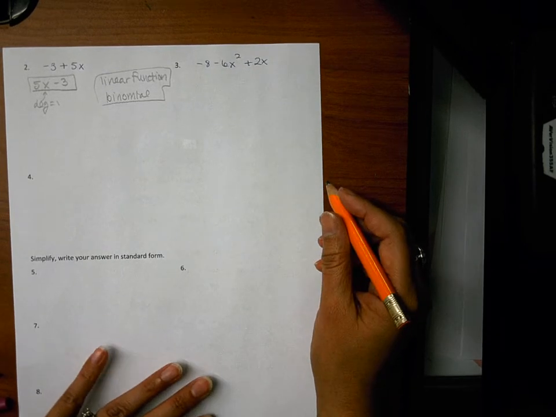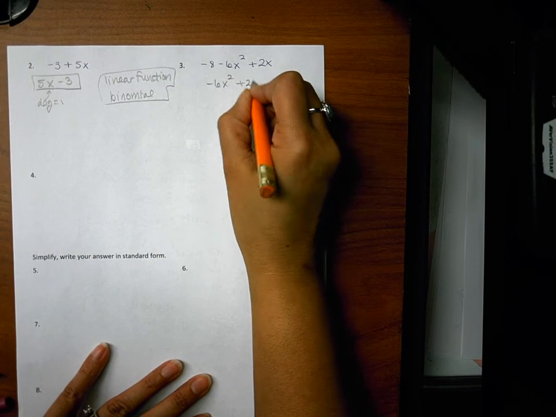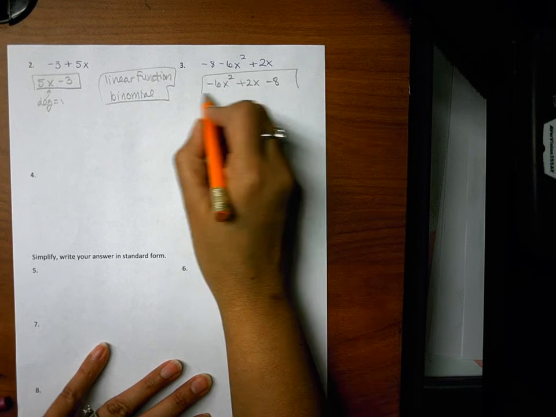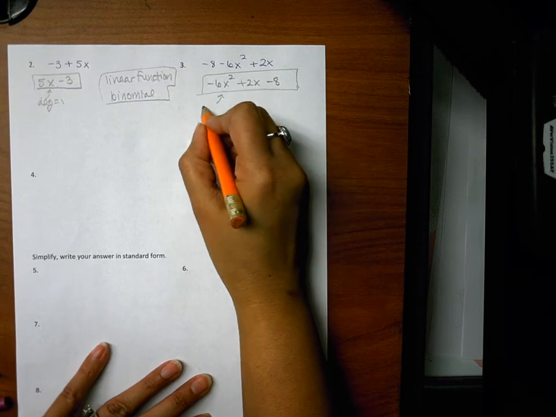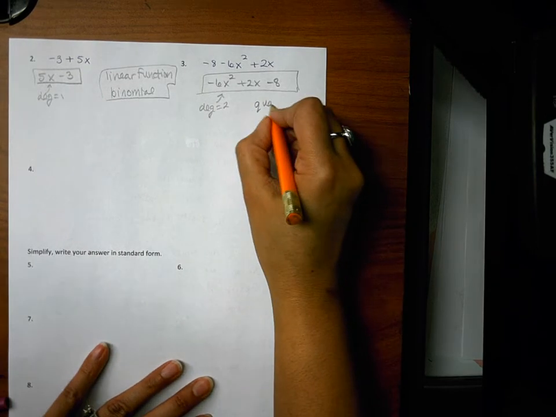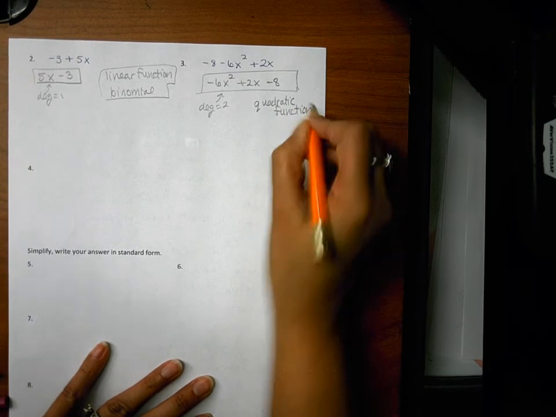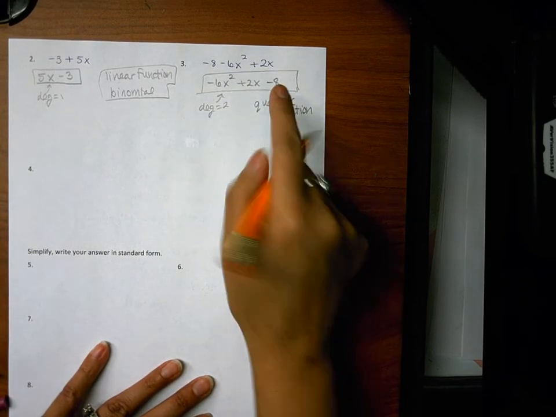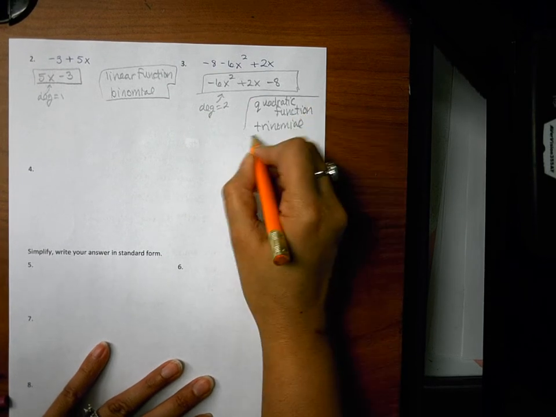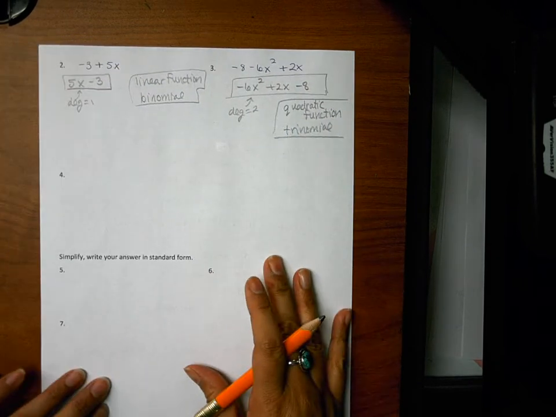Okay. Negative 6x squared would come first, plus 2x would come second, then minus 8, second power, first power, no power. The degree is 2, so we'd call that a quadratic function. And there's 1, 2, 3 terms, so we'd call that a trinomial. 2 sets of answers. Standard form, classifying the polynomial.